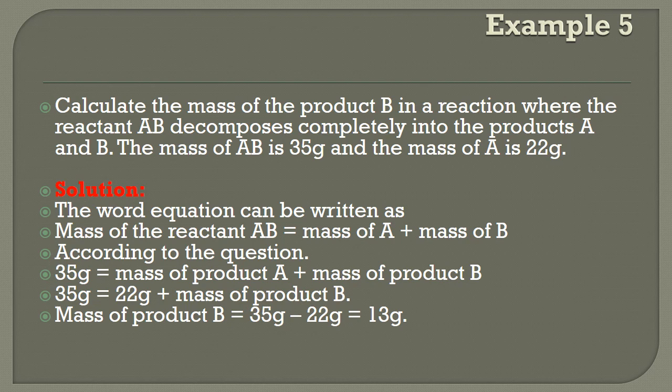Now mass of product B is equal to 35 gram minus 22 gram, that is equal to 13 gram. Therefore finally the mass of the product B is 13 gram.